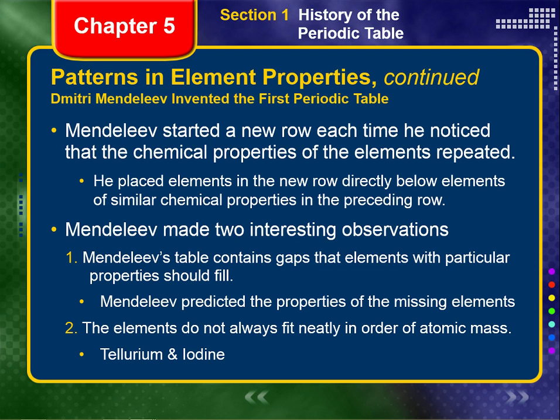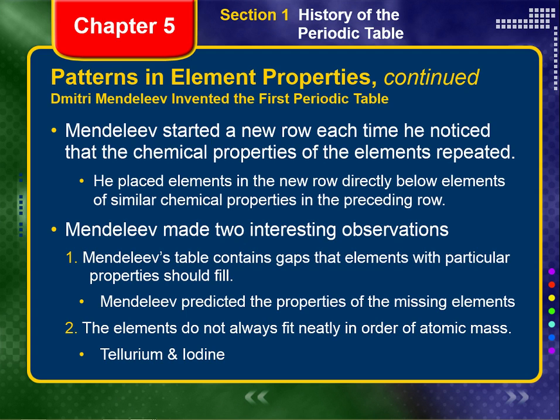Each time he noticed that the chemical properties of the elements repeated. He placed elements in the new row directly below elements of similar chemical properties. Remember, he had no understanding of valence electrons per se, and so he wasn't counting the number of valence electrons. He was simply going by the understood chemical properties of each element.